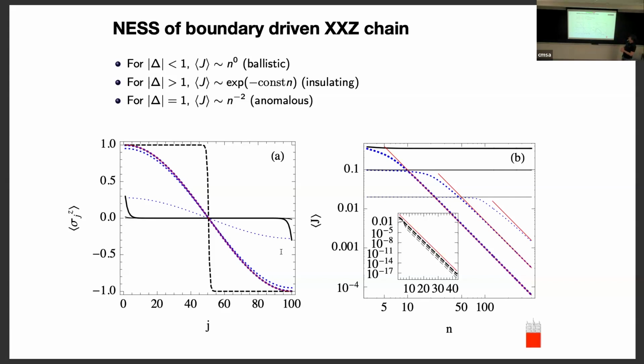And the critical case, the intermediate case where delta is equal to 1, the SU(2) symmetric case, exhibits some interesting anomalous or subdiffusive transport, where the current, this is evaluating the current as a function of system size. Now, little n in this slide is the system size, and it shows a 1 over n squared scaling of the current.